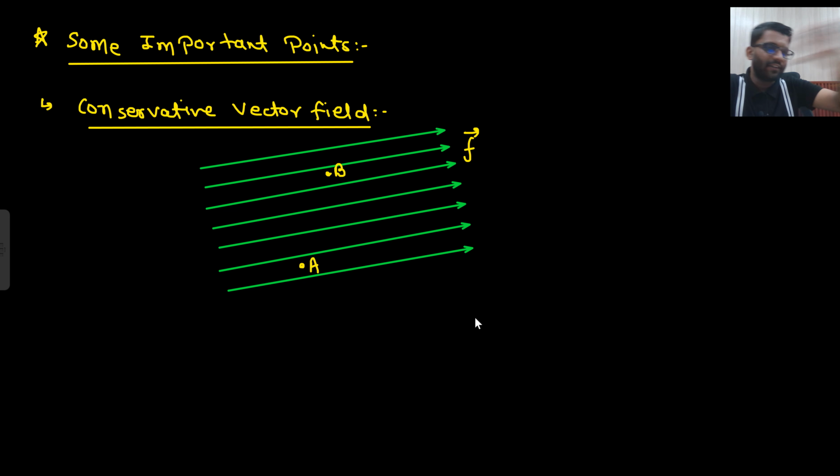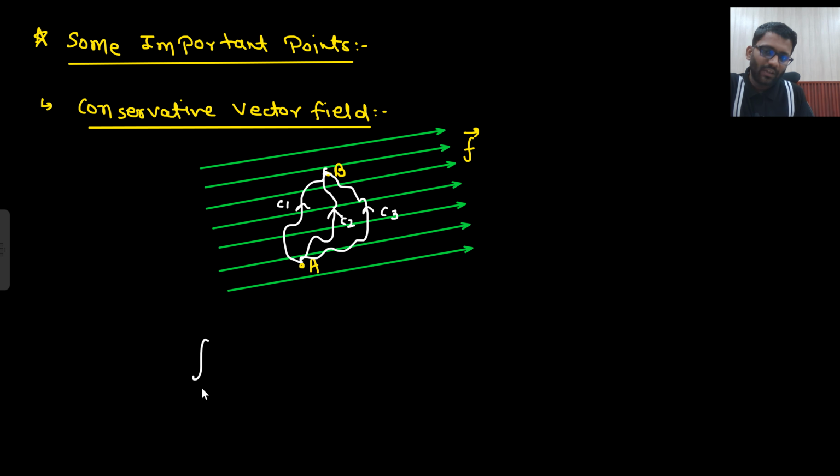So there is a vector field F. Now in this vector field F, you need to walk a path from point A to point B. There are multiple ways of going from point A to point B. I can go like this as well, and like this as well, and like this as well. So this path I am calling C1, this path C2, and this path C3. If you are going from the C1 path, what will be your line integration?